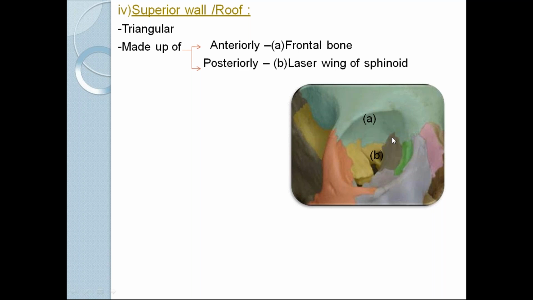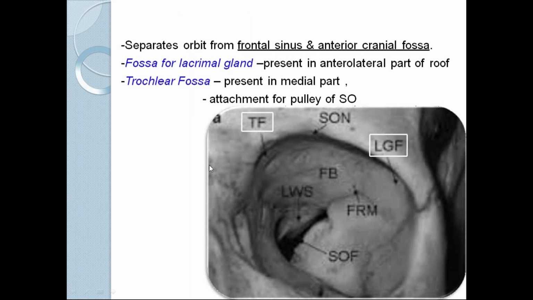Now coming to the superior wall. This superior wall is of some triangular shape, I believe. You have the frontal bone here, and posteriorly this part is called the lesser wing of the sphenoid. So predominantly the roof is formed by the frontal bone and the lesser wing of the sphenoid. Understood? Just remember that.